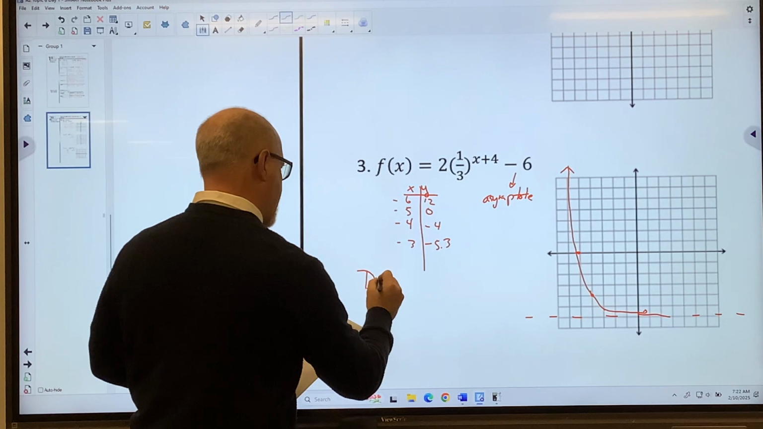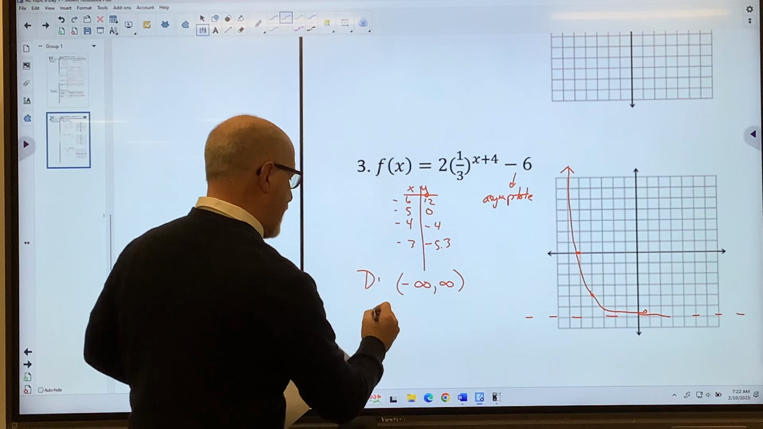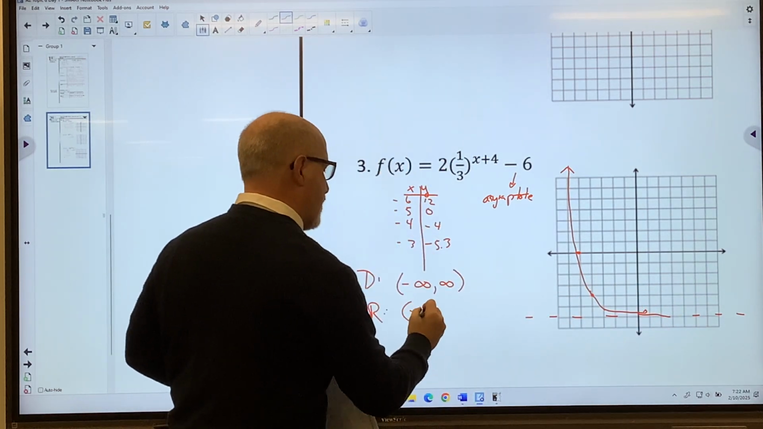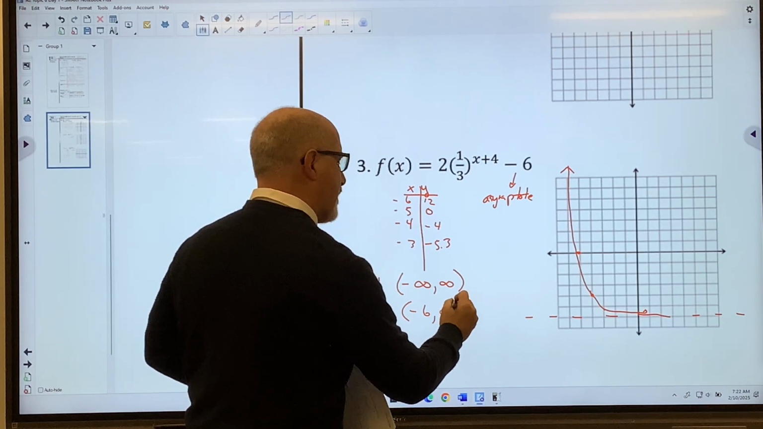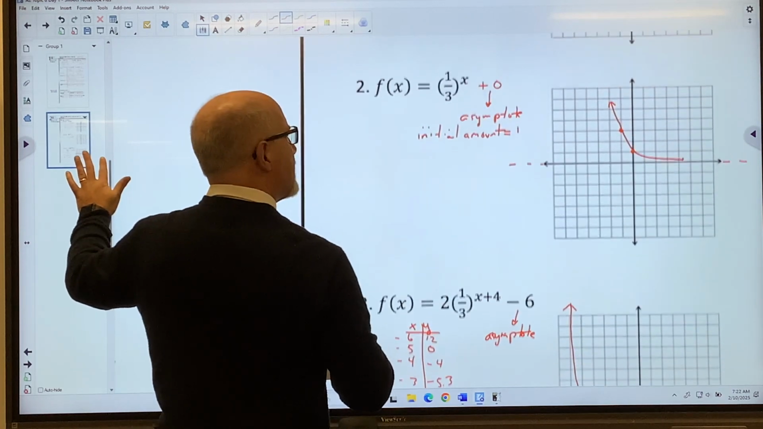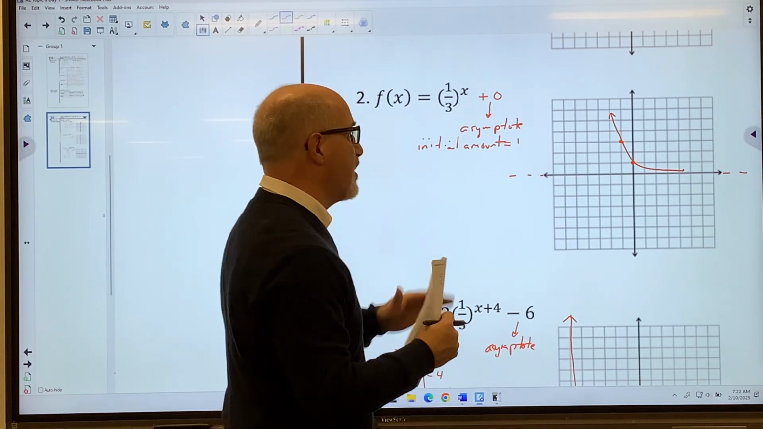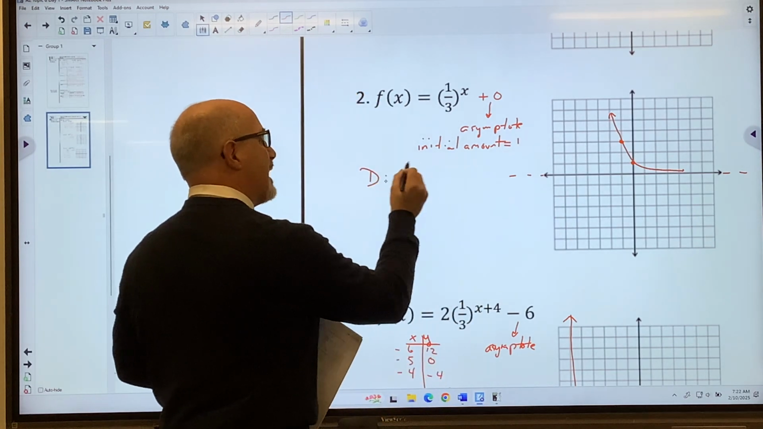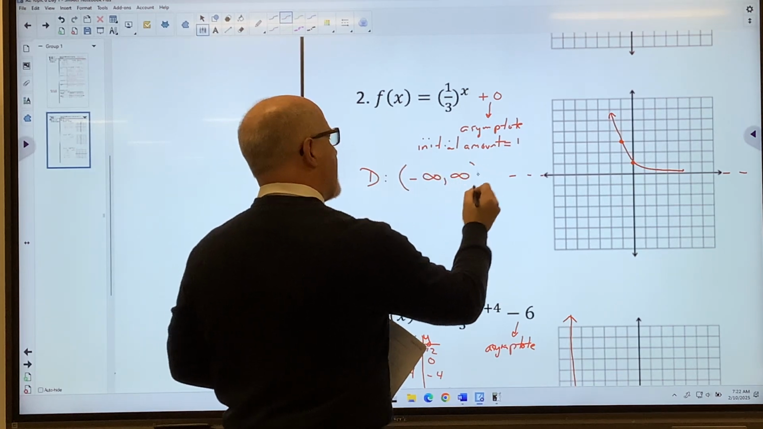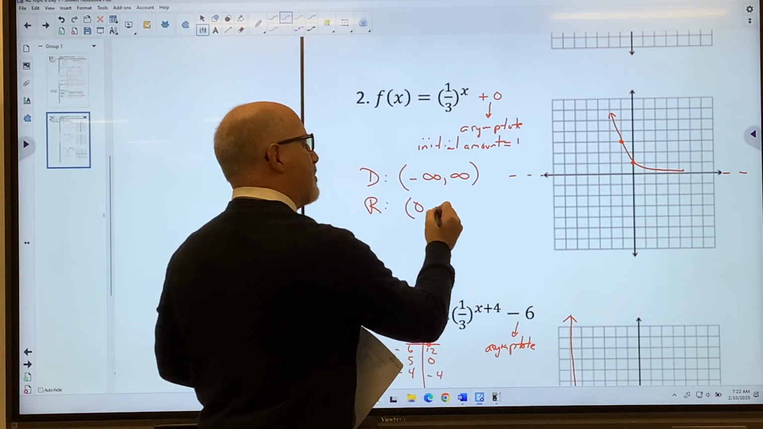My domain for this one will be all real numbers, and my range will be, notice that it never gets to -6, so the lowest it gets is -6, and then it goes off to infinity from there. Okay. So when we look at these graphs, we look to see how these numbers impact moving it side to side or initial values, and then we look for our domain. Like the domain for this one is all reals, so it goes from -infinity to infinity, and the range for this one, the lowest it gets is 0, so it goes 0 up to infinity.